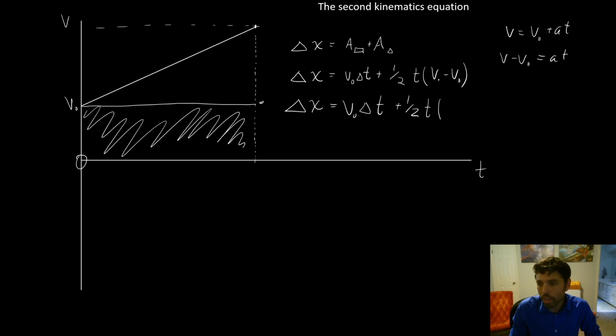And instead of writing V minus V naught, I'm going to replace it with AT, because that equals AT. And I'm going to multiply all things by T here and there. T times AT, there's no real need for the parentheses. We've got two T's, T times T is going to be T squared.